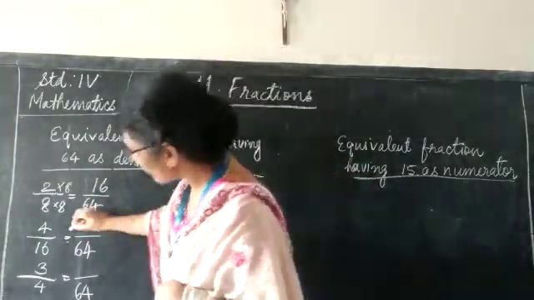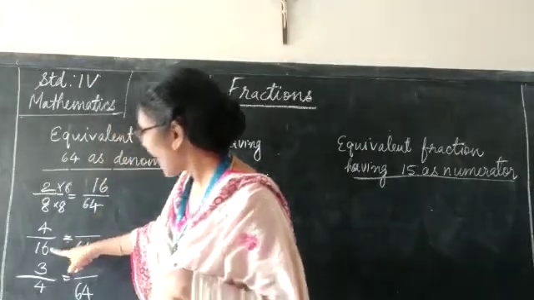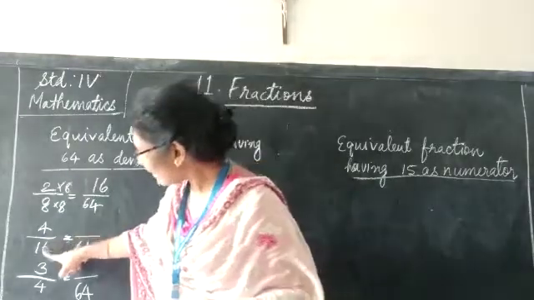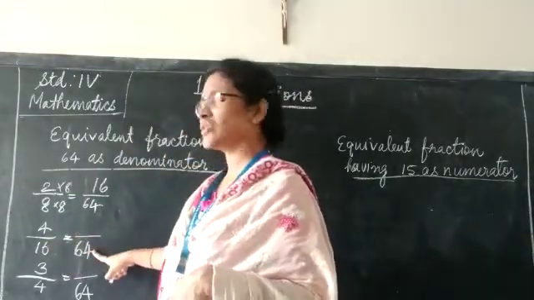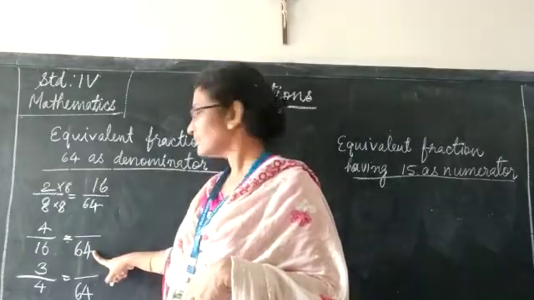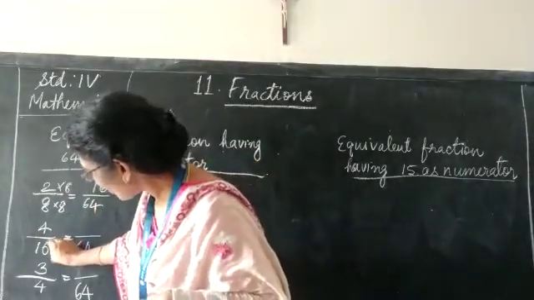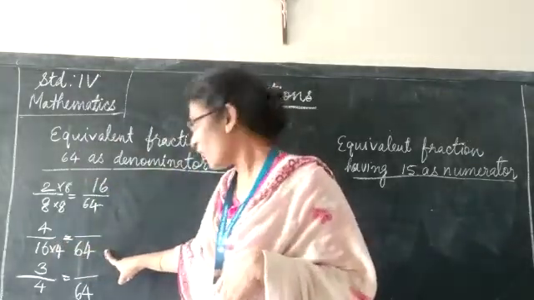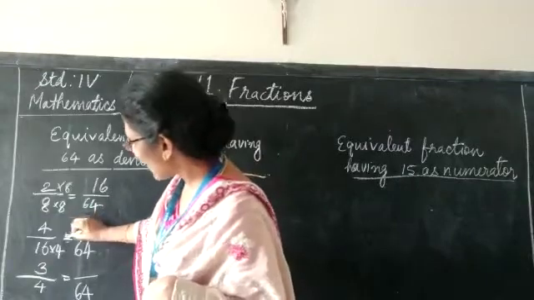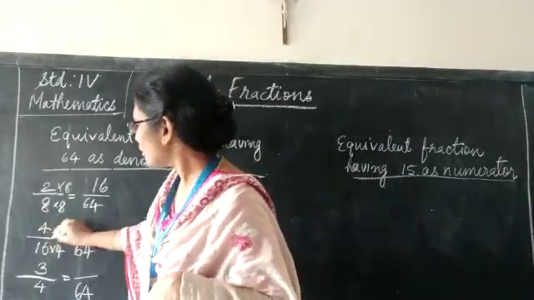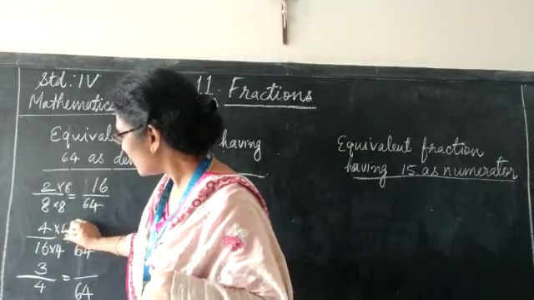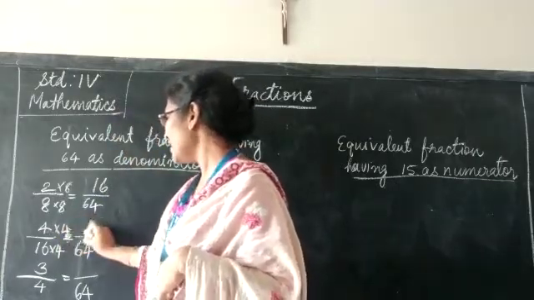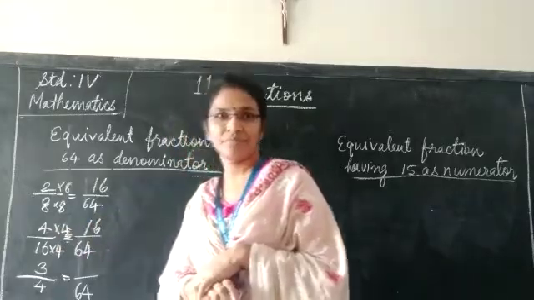Okay. Now the next question, you can see 4 by 16 having 64 as the denominator. What should be multiplied with 16 to make it 64? You have to multiply 16 with 4. 16 4s are 64. Then how can we get the answer here? 4 also should be multiplied with 4 to get the answer here. 4 4s are 16. Okay.